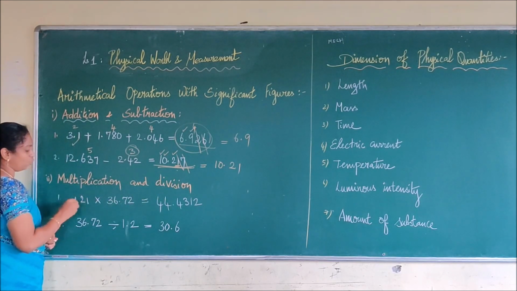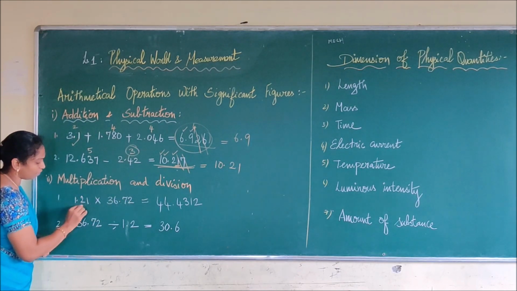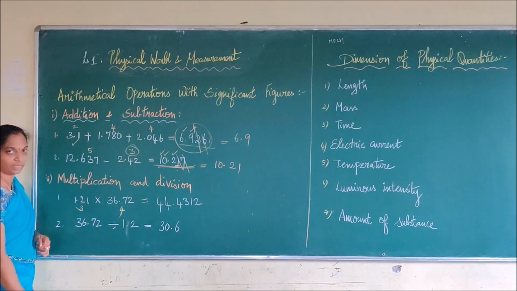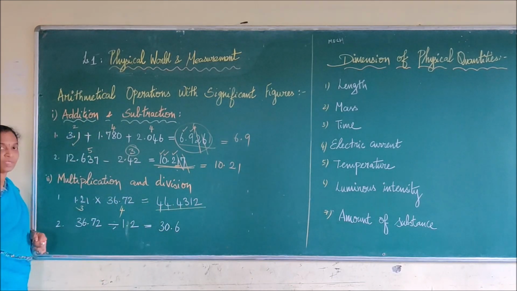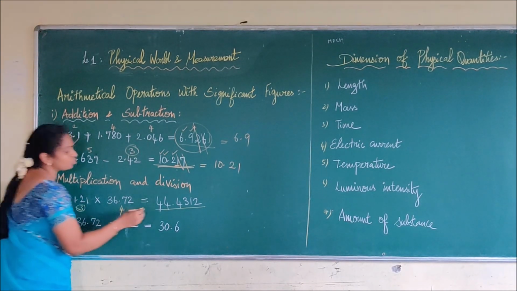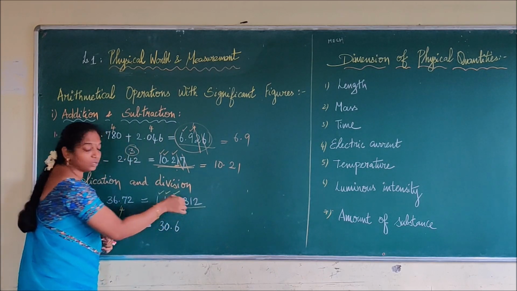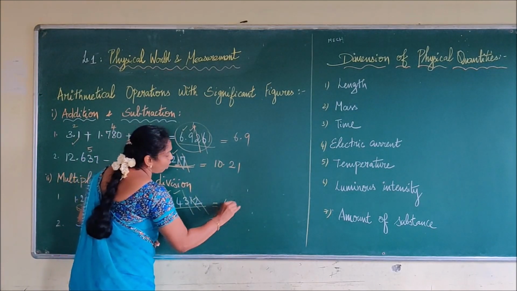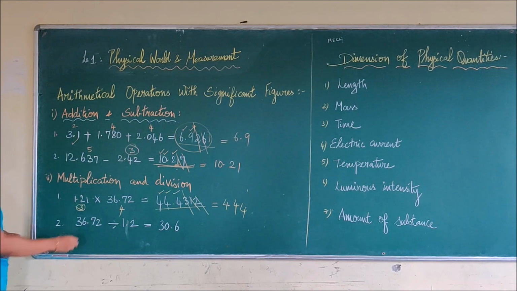So you have two numbers. They are 1.21 and 36.72. How many significant figures? It has 3 significant figures. It has 4 significant figures. Right? If I multiply these numbers, we will get an answer like this. But the answer should be rounded to the least significant figures. That means 3: 1, 2 and 3. And we check the dropped number. The dropped number is less than 5. Therefore the number is simply dropped and the answer is 4.44. Right.